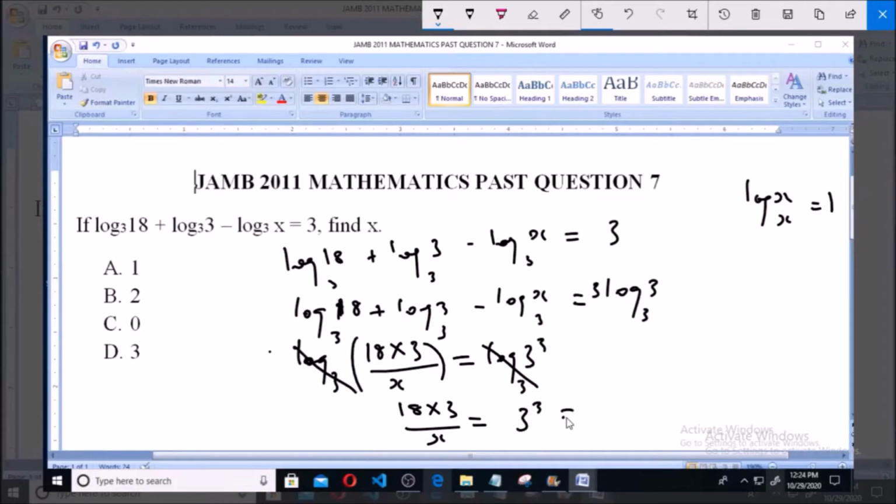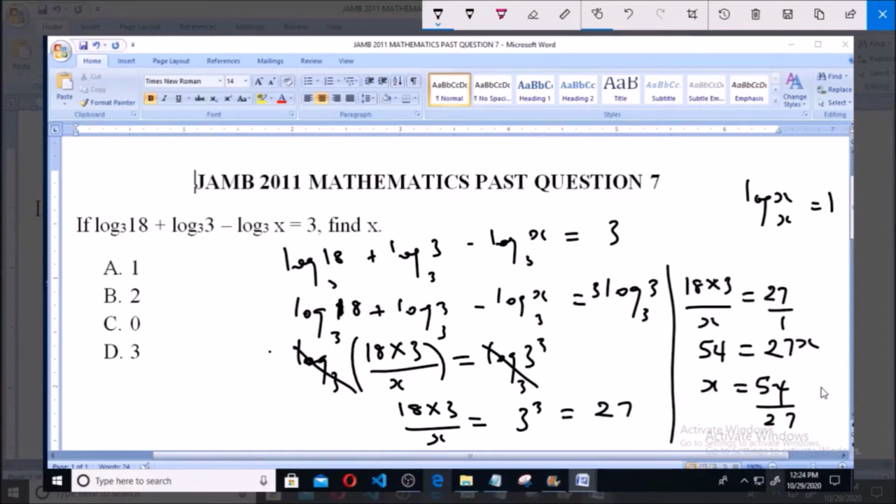So that means 54 is equal to 27x. That's when you cross multiply, because this is over 1, so x will multiply 27 to give us 27x, and 18 times 3 times 1 will give us 54. So x will be equal to 54 all over 27, and that is equal to 2. So x equals 2, which is option B.